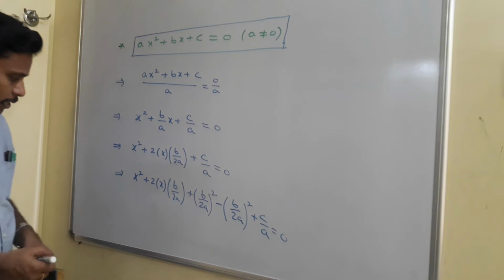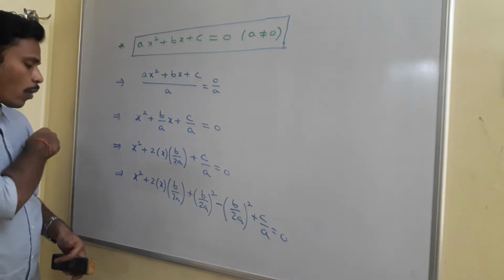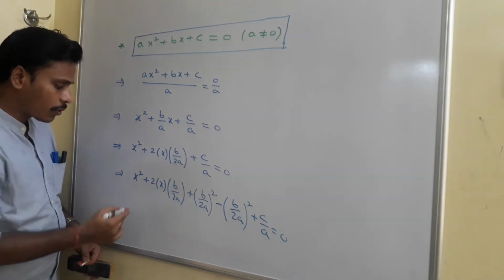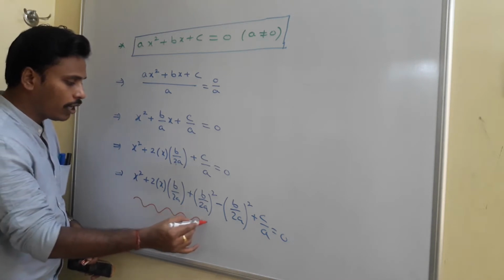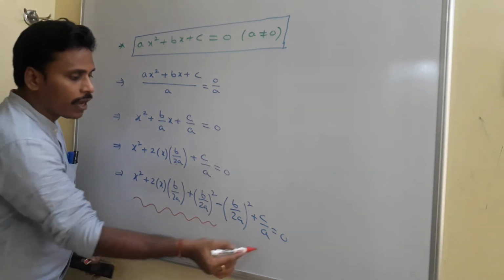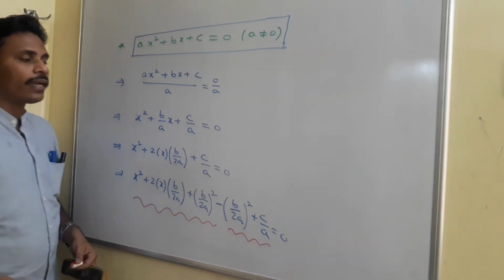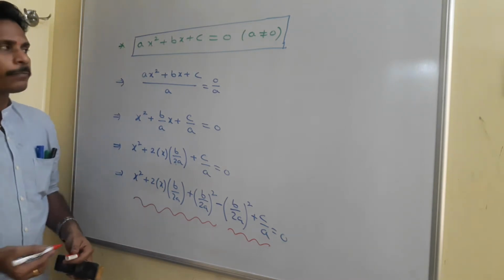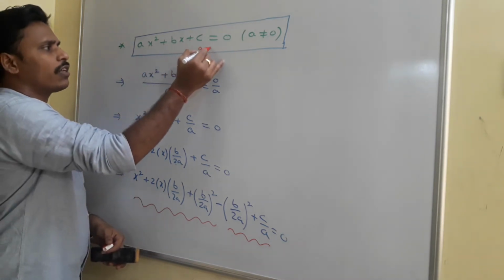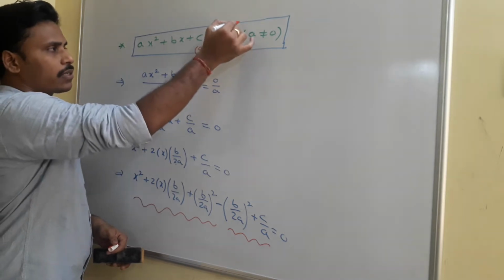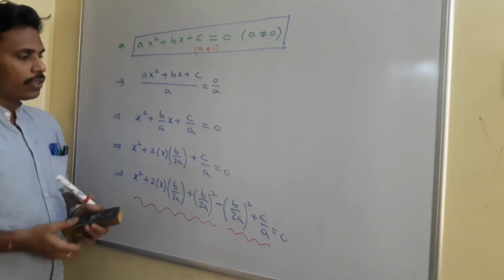Now if you look at this, what are the first three terms here? x square, 2xb by 2a, plus b by 2a whole square, and the next two terms you need to simplify separately, right? So here, as I told you, this a is not equal to 0. For the space concern, I am going to erase this. Look at this.